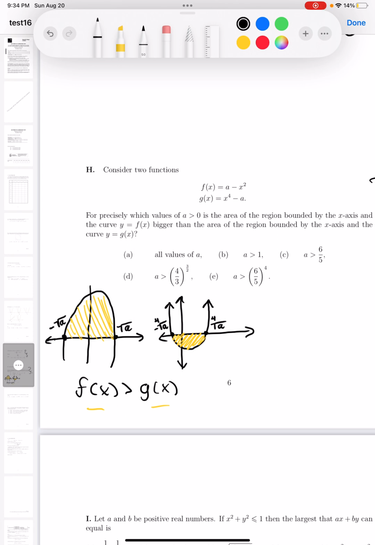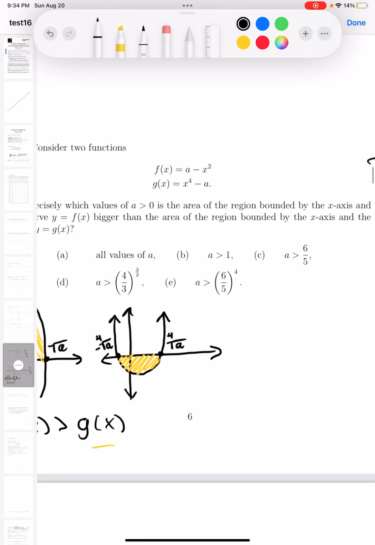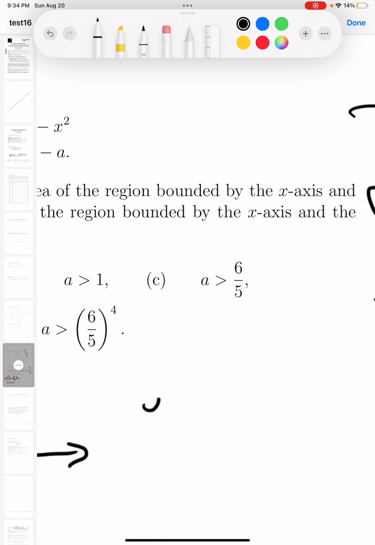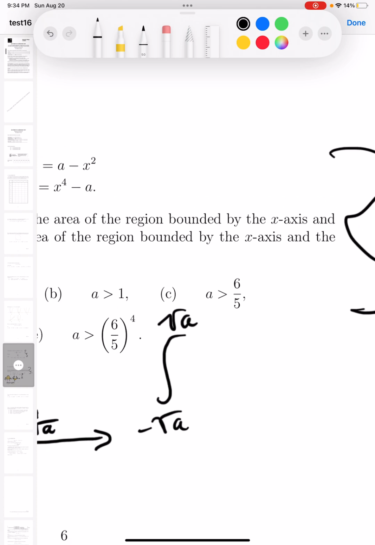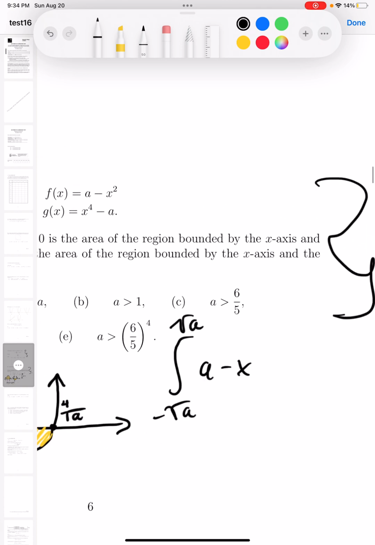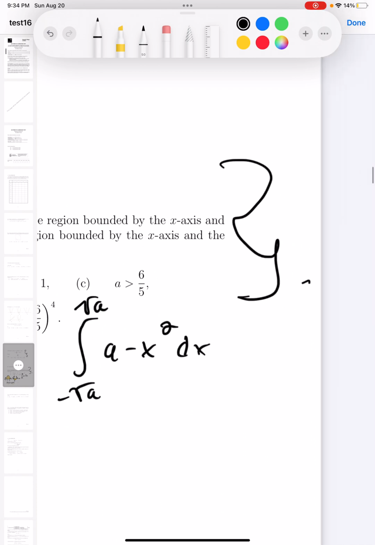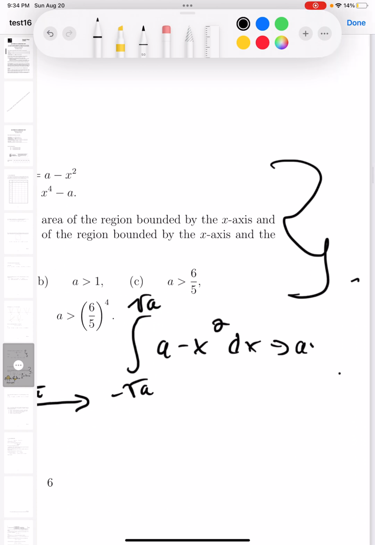So how can we solve this? Obviously, we can use elementary calculus to solve it, and let's just do that real quick. So we can basically integrate from negative root a to root a of a minus x squared dx. Okay, so that's the antiderivative, and we can now solve it. Let's just plug in root a.